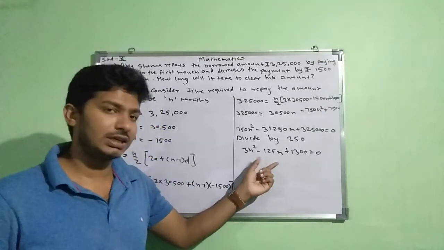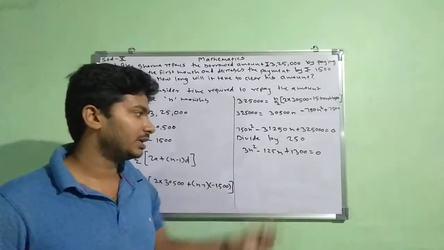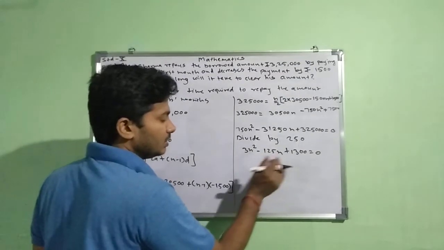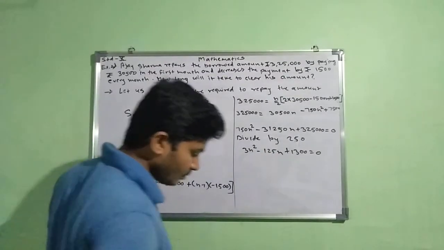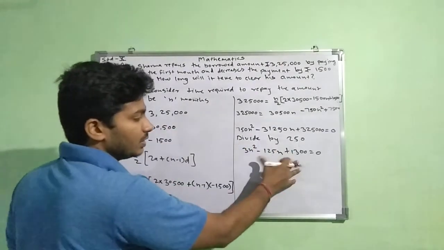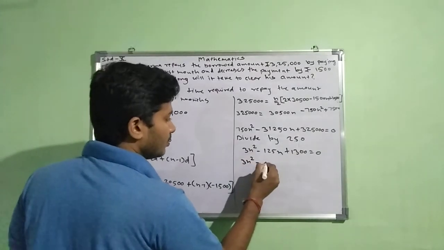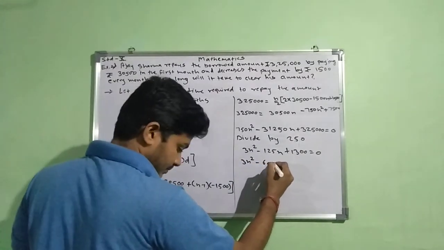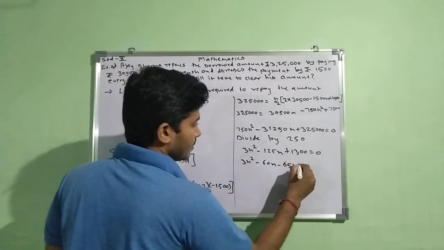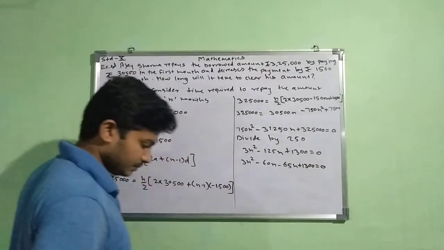Now if you carefully look at that equation, this is a quadratic equation, and you know how to find the factors of a given quadratic equation. So if you find the factors, we will get minus 60 and minus 65 as the split terms of that given quadratic equation. So we will substitute over here directly: 3n square minus 60n minus 65n plus 1300 is equal to 0.